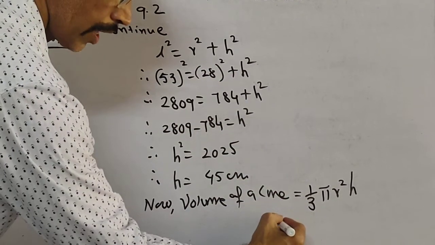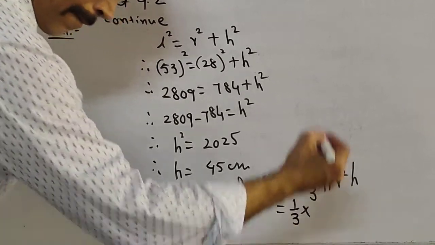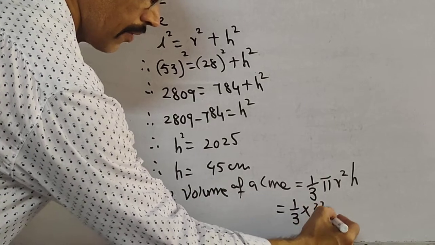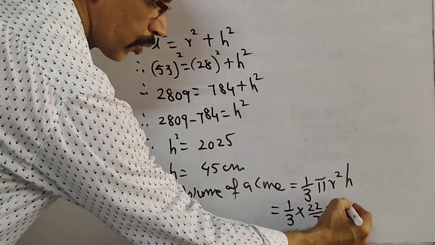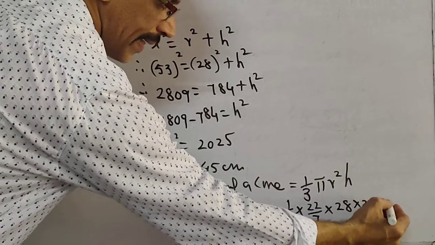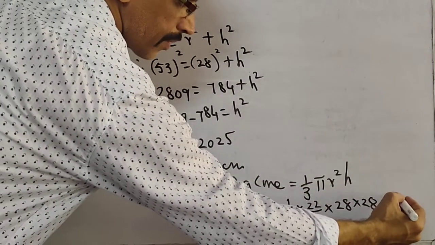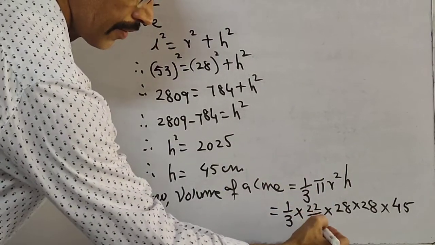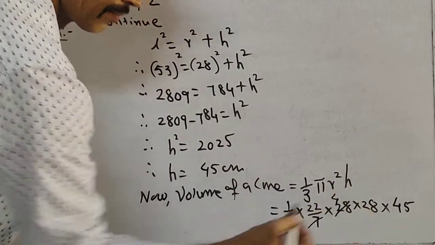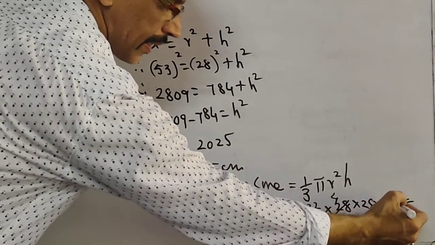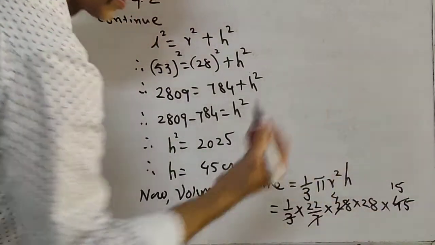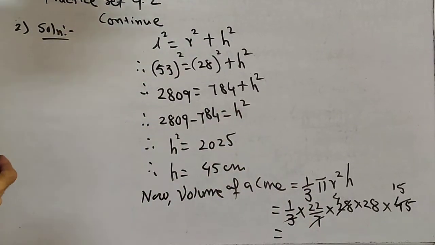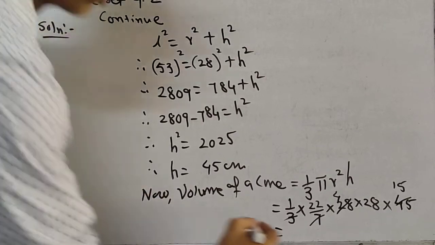So volume of cone is 1 upon 3, pi value is given to you, 22 upon 7, into r square, means r is 28, so 28, into h is 45. Okay, so cancellation is very easy. 7 ones are 7, 7 fours are 28. Okay, 3 ones are 3, 3 fives are 15, 3 15s are 45. All you will multiply. Okay, you will get the answer 36960.